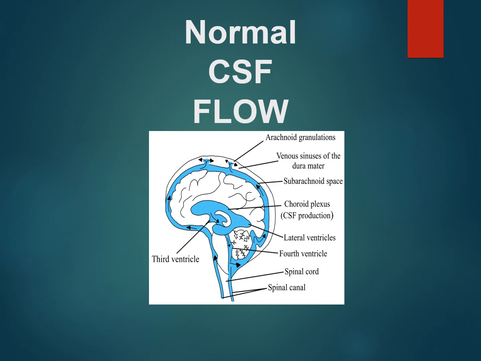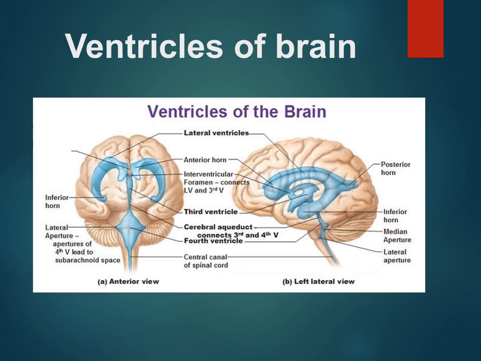Let's quickly understand the normal CSF flow. For understanding the normal CSF flow, you should have an idea about the ventricles. In this picture, you can see we have the anterior view and the lateral view. So what is the anterior view? If you are viewing from the front, you will call it the anterior view. Lateral view means if you are viewing from the side.